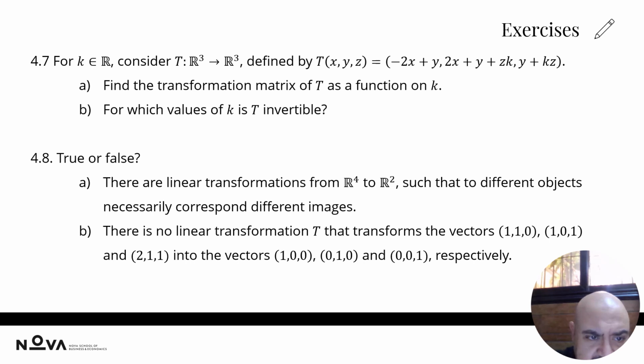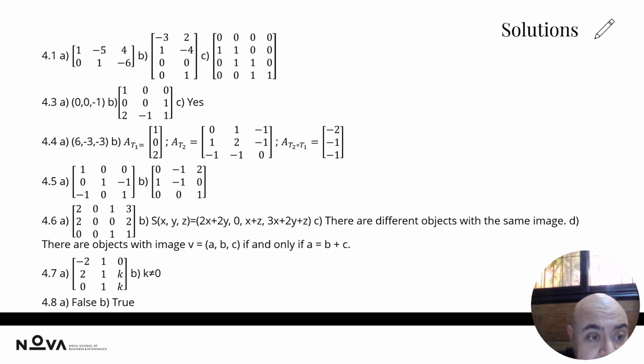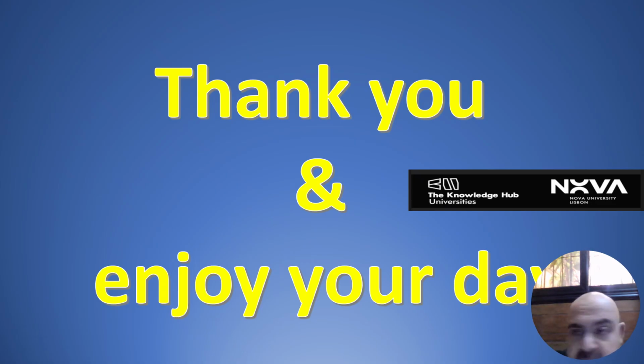Okay, here are the exercises, as I told you. Here's also the true or false. He's asking you, are there linear transformations from R4 into R2, such that different objects necessarily correspond to different images? Yes, so the answer will be, as I told you. There is no linear transformation T that transforms the vectors 110, 101 into the vectors 100, 010, 001, respectively. Try to go through them, and you will have your answers in front of you. I've written the answers for you all.